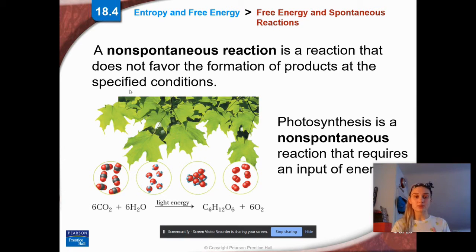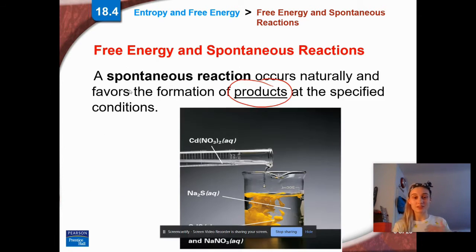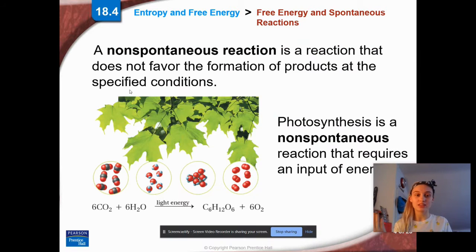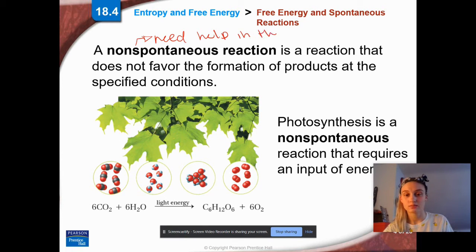And then we get to a non-spontaneous reaction. So if a spontaneous reaction is one that occurs naturally and favors the formation of products, we can assume that a non-spontaneous reaction is a reaction that does not favor the formation of products and does not occur naturally by itself. So non-spontaneous reactions need a little extra energy. So I'm putting they need help in the form of energy.